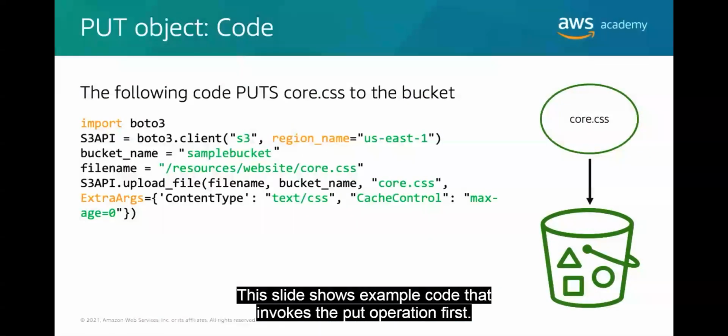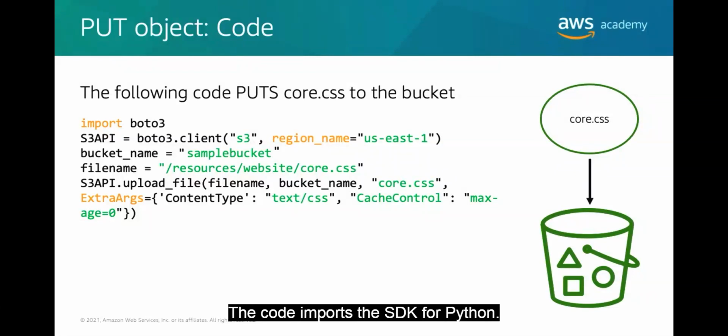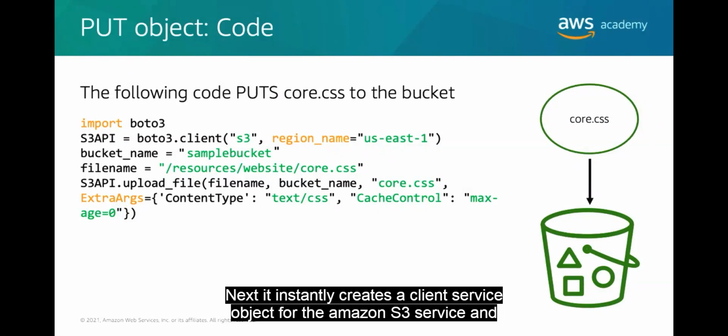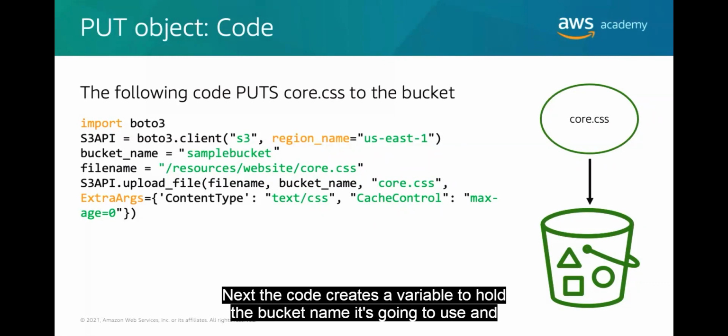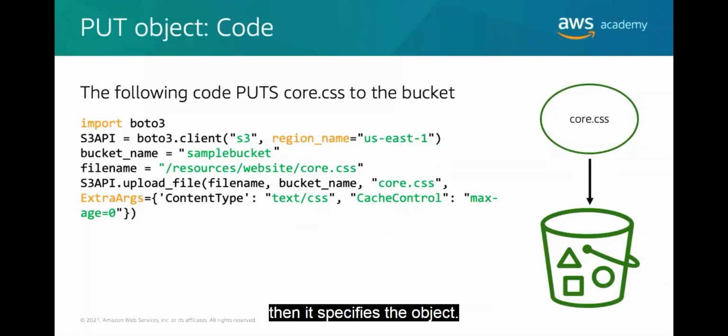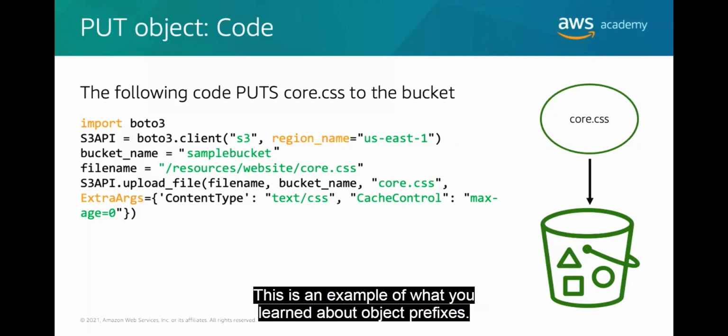This slide shows example code that invokes the put operation. First, the code imports the SDK for Python. Next, it instantiates a client service object for the Amazon S3 service and specifies that it will be working in the US East 1 region. Next, the code creates a variable to hold the bucket name it's going to use, and then it specifies the object. This is an example of what you learned about object prefixes.